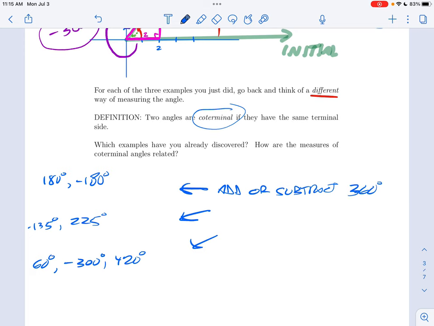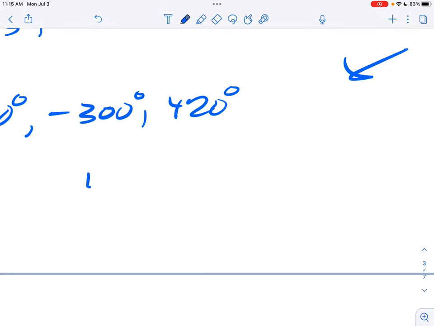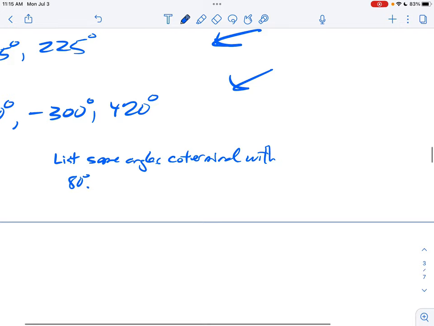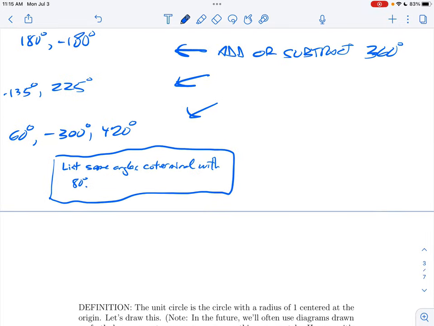So even without drawing a picture, you could generate answers. So I'm going to improvise a little bit and say, list some angles coterminal with, say, 80 degrees. So take a moment and see if you can make sense of the pattern without even drawing a picture.